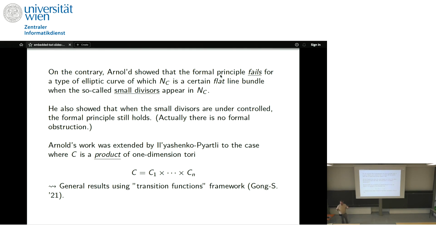Those methods are coming from dynamical systems, and I will pursue these ideas with Gong. The work of Arnold has been generalized by Ilyashenko and Kjartli to the product of elliptic curves, to certain products, in some cases where the normal bundle is of a special kind.